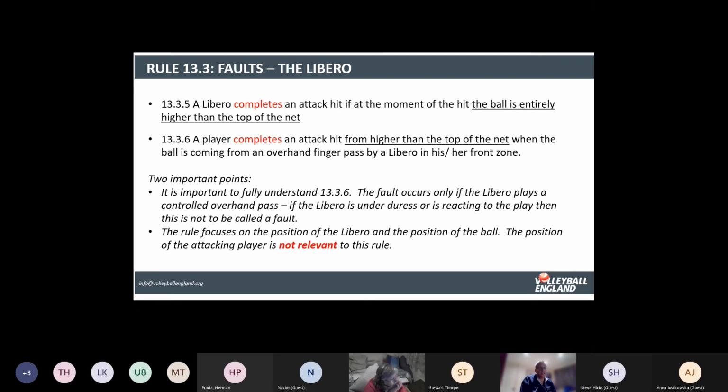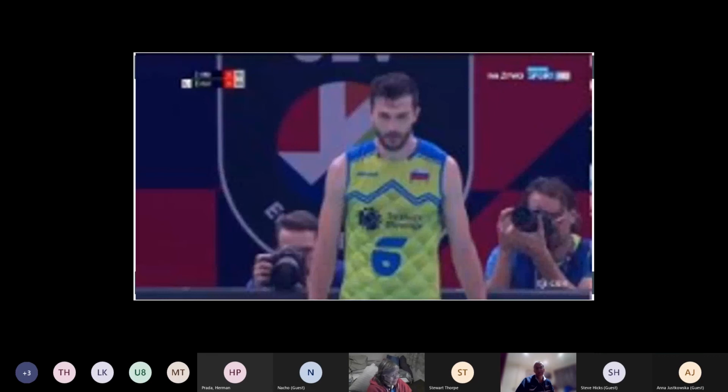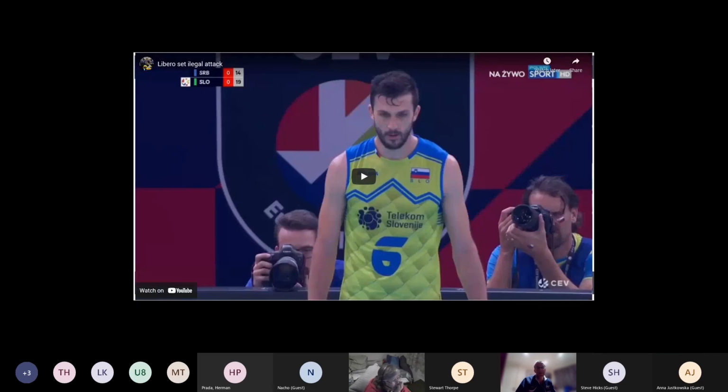So you'll see the situation where some liberos suddenly realise they're in the front zone, and they may set the ball to a back row player who's clearly in the back zone. That is still a fault under 13.3.6. It's the position of the libero and the ball, and not the attacking player, that is the issue. So you have to know which elements of the rule are the important ones. Okay, let's have a look at a couple of examples.